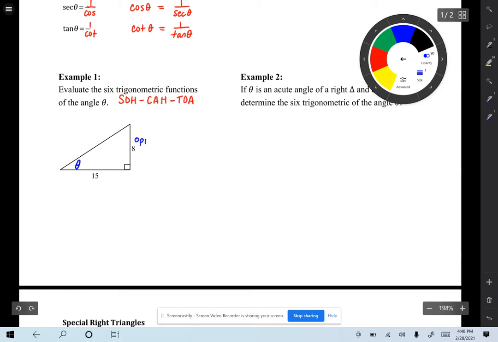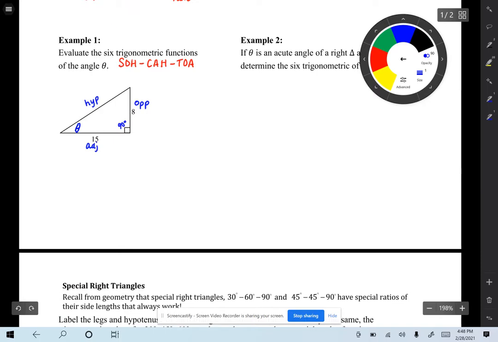This is the opposite side. This is the adjacent. And directly across from the 90-degree angle, this would be the hypotenuse. Always label your stuff. Then it's easy to get the 6 functions. And so I'm just going to go in order. So sine of theta is, if you look at the acronym, opposite over hypotenuse. So opposite side is 8, hypotenuse is, we don't know, because I got ahead of myself and I have to use the Pythagorean theorem to find out what the hypotenuse is.